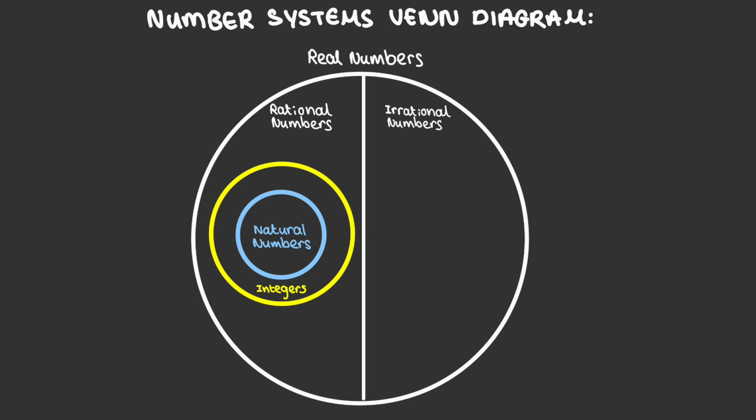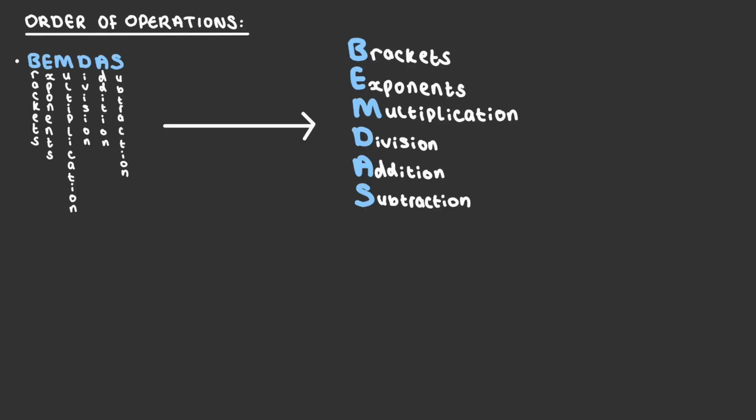The set of integers contains every single element of the set of natural numbers. This has been shown in the Venn diagram by placing the ring representing the set of natural numbers inside the ring representing the set of integers. We will cover the sets of rational, irrational, and real numbers in future videos. Now it is time to take a look at the order of operations.